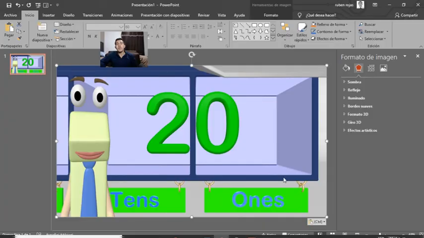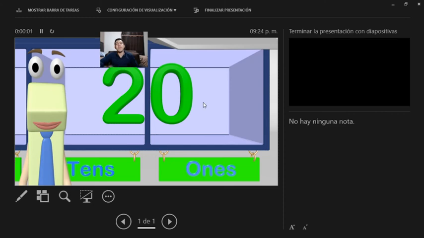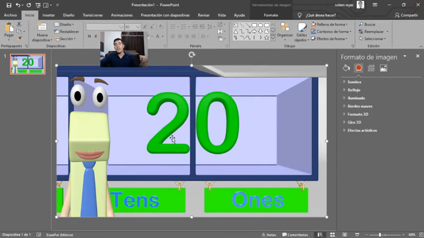Here, you see the number 20. This is the number 20. The number 20, do you have 2 tens and 0 ones? 2 tens and 0 ones. The number 20. Okay? It is very easy.